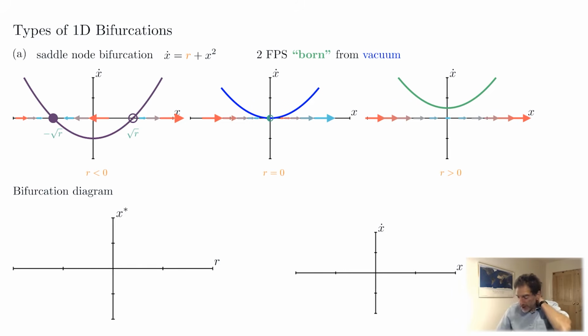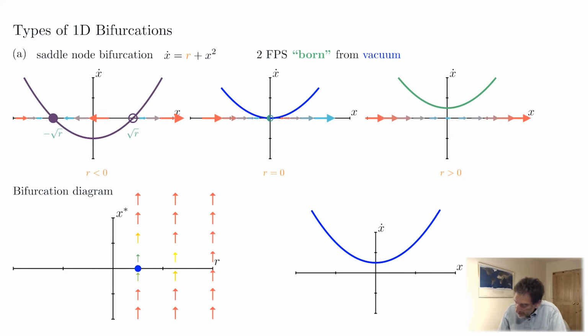So first point is that for r positive, the flow is always to the right. The flow is always to increasing x. So we can represent the flow here as always going to larger values of x. And it's faster and faster the further away you are for larger r. And as you get closer to r equals 0, the flow is slowing down. So on the other hand, if r is negative, then we have 2 fixed points, one stable and one unstable, one at square root r and one at minus square root of r.